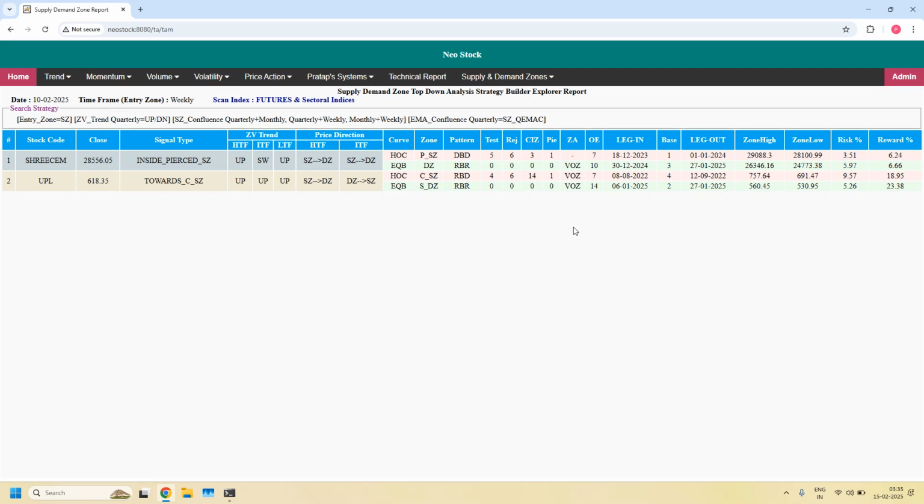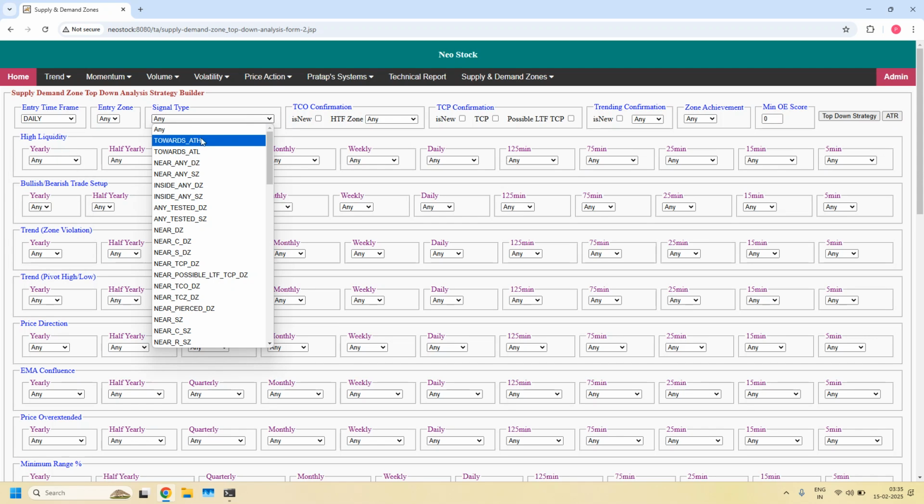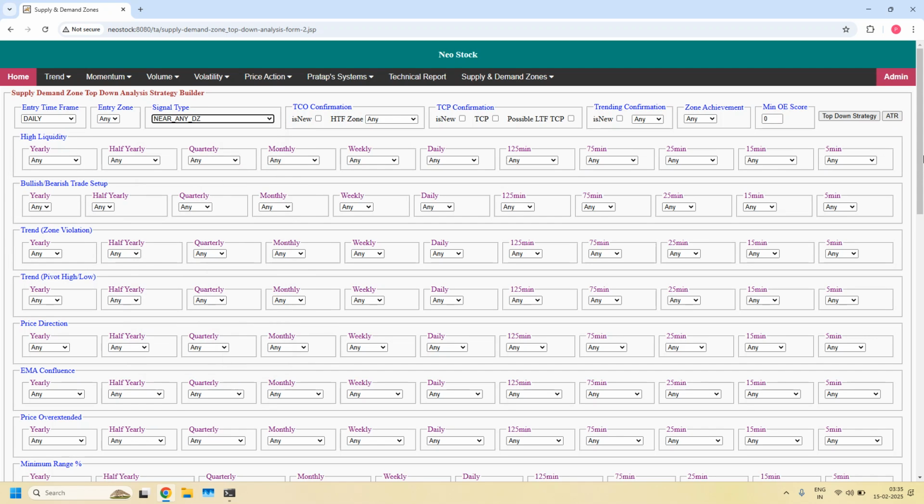Okay, this is about the weekly time frame. Now let's move on to the daily time frame. Those who are looking for high liquidity zones, now you can get them from here. High liquidity zone strategy. So, entry time frame daily, let us find the stocks near the daily demand zone.